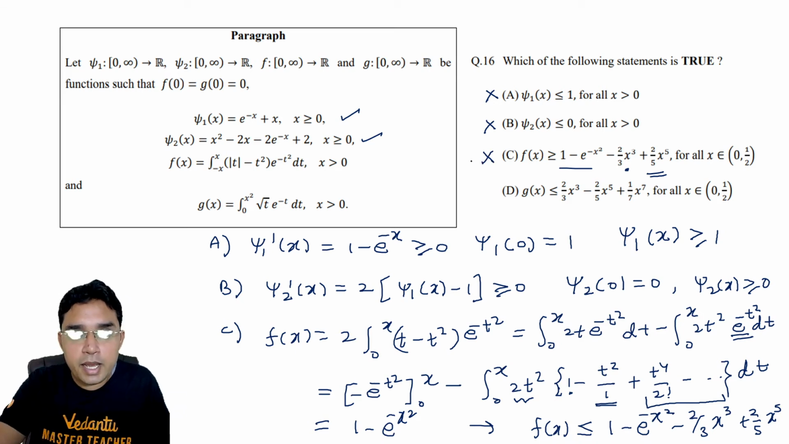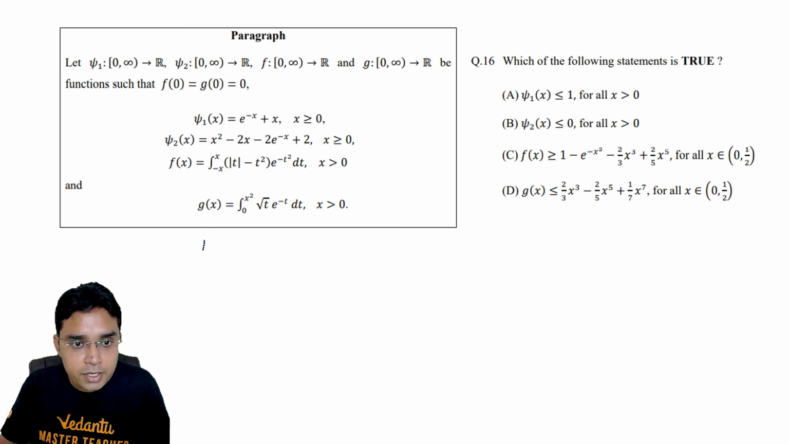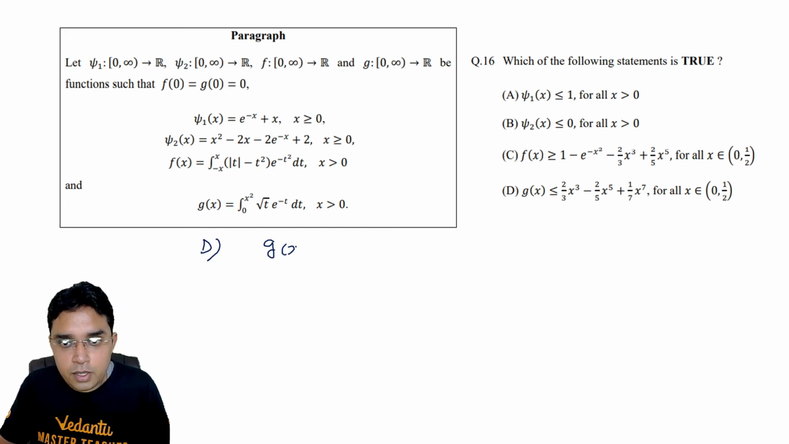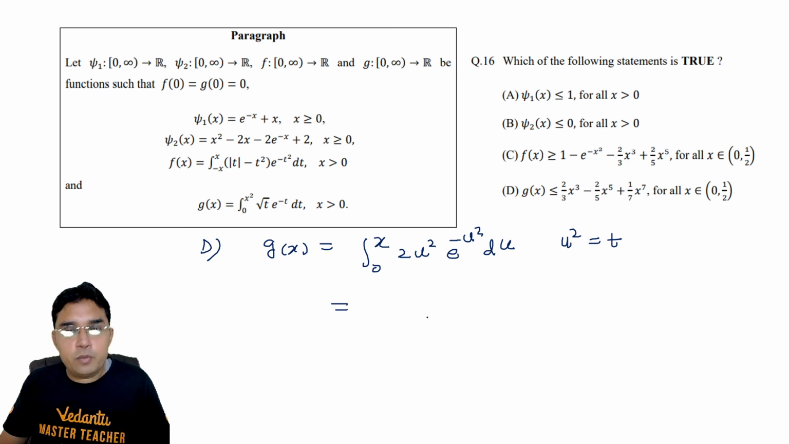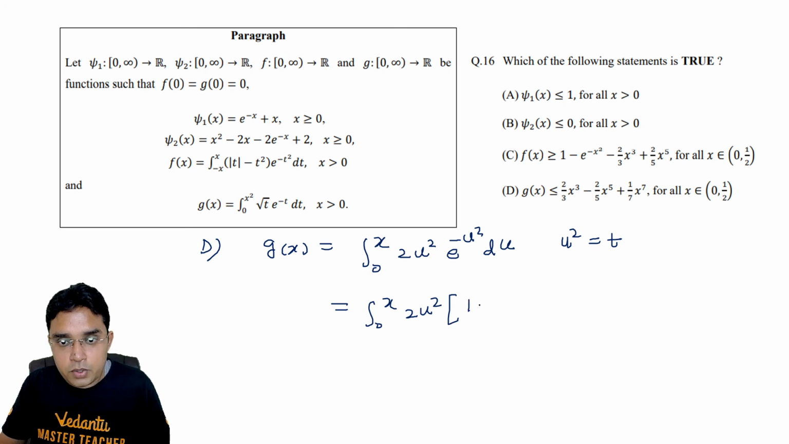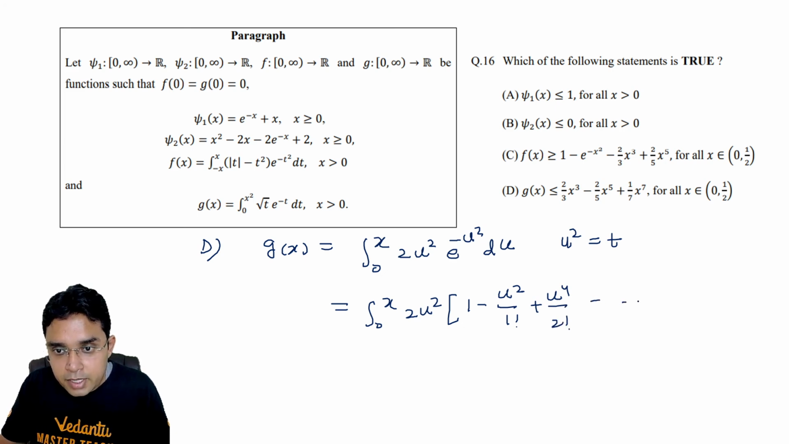Now similar to this, I think the G part can also be done. Please see for the D part, first of all I will be putting t as u square, as I did in the other part of this paragraph also. So it will be 0 to x, and this t after doing the substitution will become 2u square e power minus u square du. Now this cannot be integrated, so once again I will be doing expansion only. So 2u square into (1 minus u square upon 1 factorial plus u power 4 upon 2 factorial and so on, and so on).